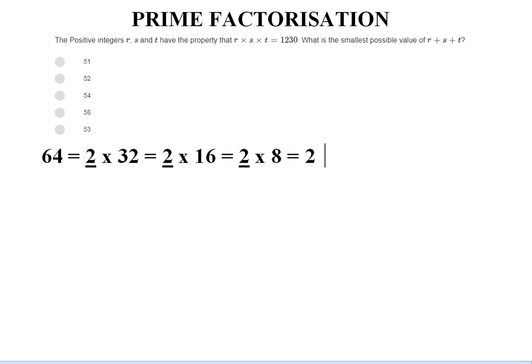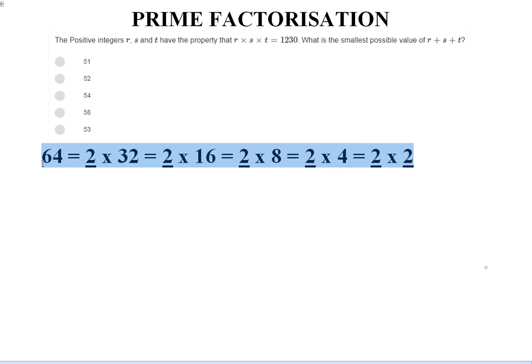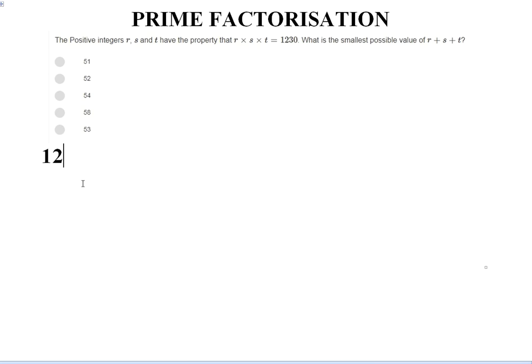8 is 2 times 4. Underline that 2. And 4 equals 2 times 2. And now we can't go any further. We just underline those last two 2's and we have all of our prime factors, which are 2, 2, 2, 2, 2, 2, 6 2's. All right, 2 to the power of 6 is 64. 2, 4, 8, 16, 32, 64. Right, that's how you can check that you factorized it correctly, that when you multiply those numbers you get the actual answer. All right, so now let's apply this technique to the question.